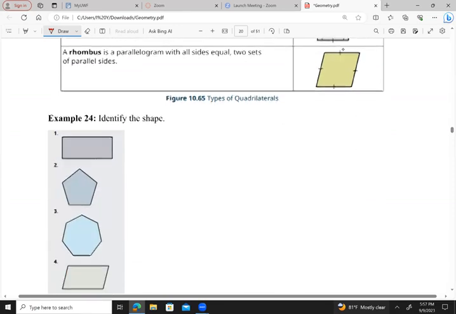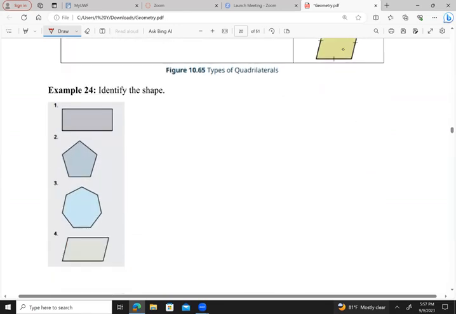So let's identify our shapes here. This is a rectangle, 5 sides, pentagon, 1, 2, 3, 4, 5, 6, 7 sides, heptagon, and parallelogram. Opposite sides are parallel.